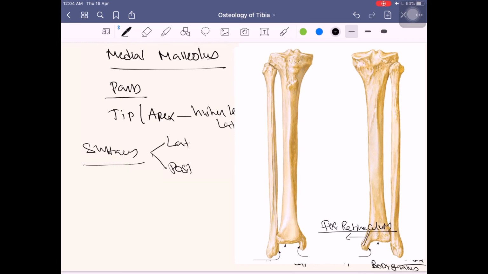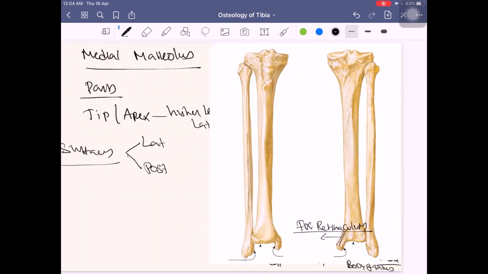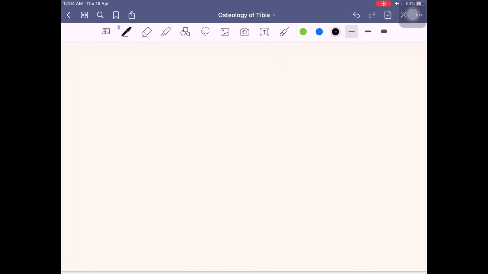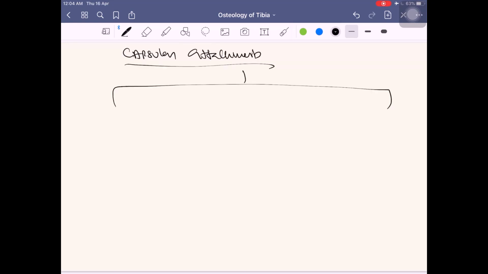Now, what are the capsular attachments? The capsule of the joint is attached to the upper end and lower end of the tibia. At the upper end it is the knee joint capsule, and at the lower end it is the ankle joint capsule. At the upper end it is the margins of the tibial condyles, so you can simply say it is the margins of the tibial condyles.